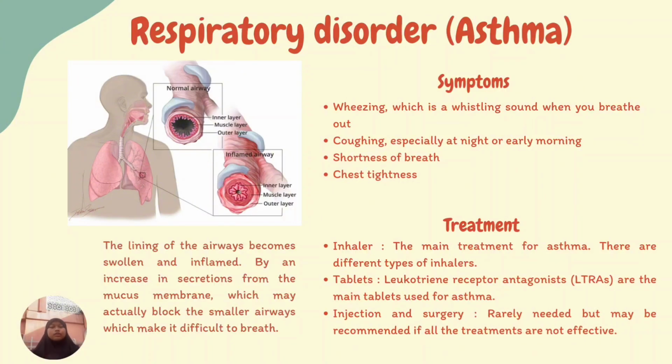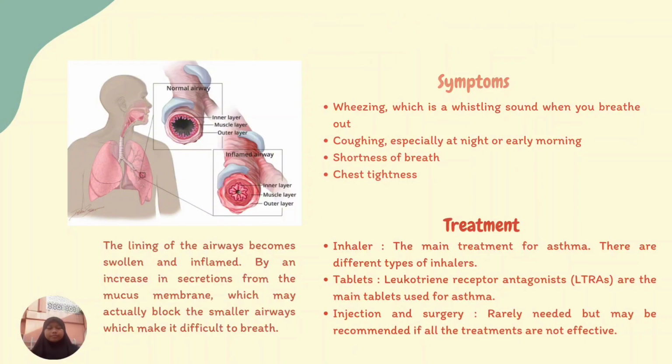The doctors or providers will give the patient who has asthma an inhaler or a tablet called leukotriene receptor antagonist. There are other treatments, which are injection and surgery, but they are rarely needed and may be recommended only if all the treatments are not effective.